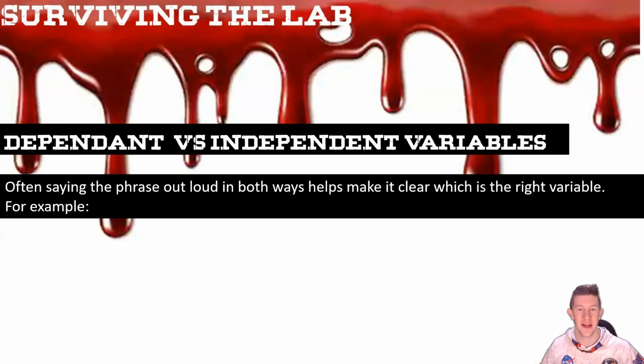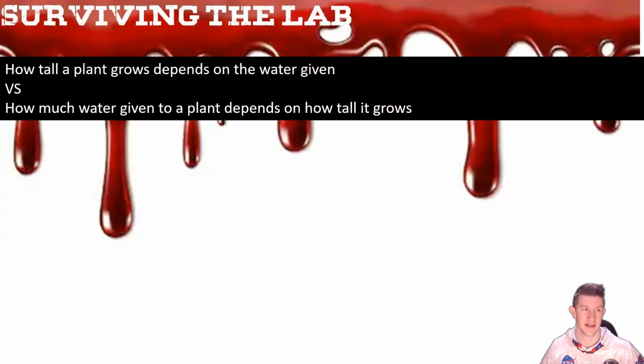So when we look at dependent versus independent variables, often people get these two confused. Sometimes if we just say the phrase out loud, it kind of makes it clear which one is the right variable. An example of this is, how tall a plant grows depends on the water given, versus how much water is given to a plant depends on how tall it grows. So if you think about these two statements, which one of these kind of makes more sense?